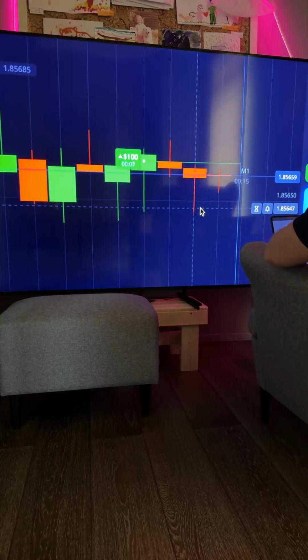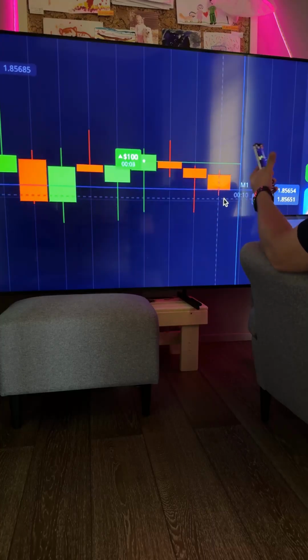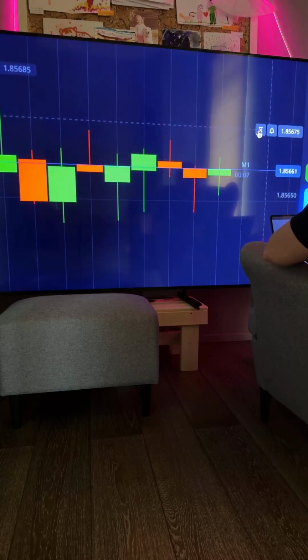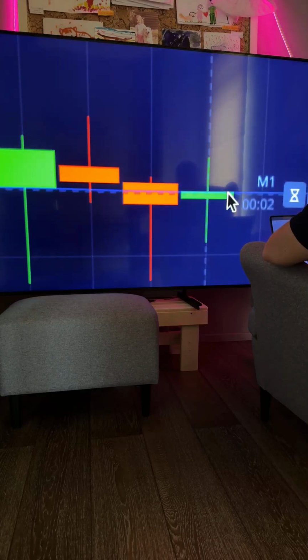8 seconds left. Let's see. If it suddenly closes in the negative, it's no big deal. I'll show you my trading system. I'm locking in a loss. By the way, I closed with a loss and then the price immediately started to rise. So if you end up with a profit, that's really good.